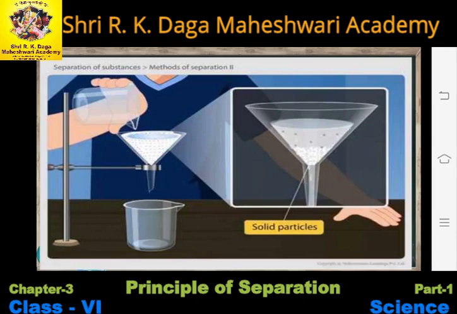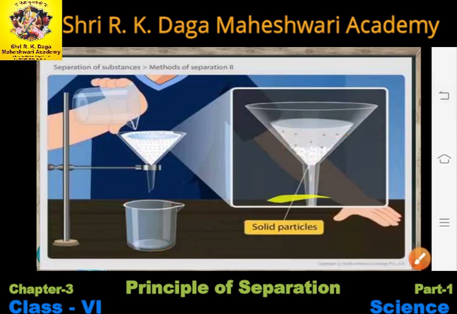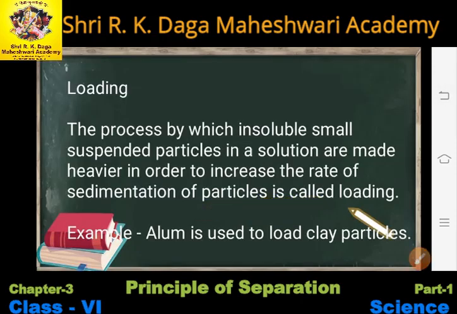Students, here you can see that the solid part gets accumulated here while the liquid part passes through this funnel and reaches the beaker given here, right? I hope the figure is clear to all of you. Now this process is called filtration.